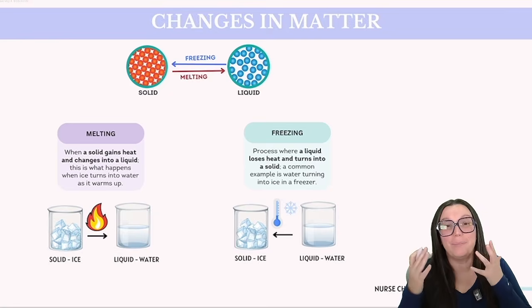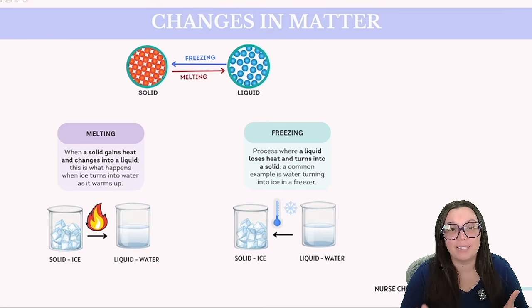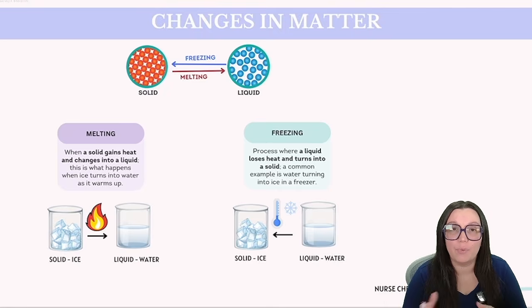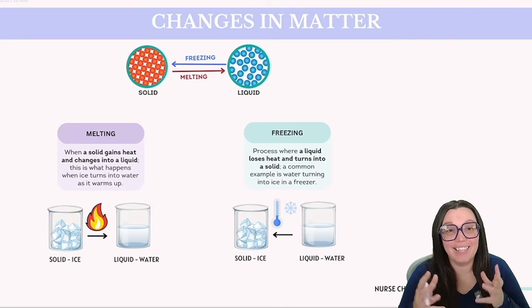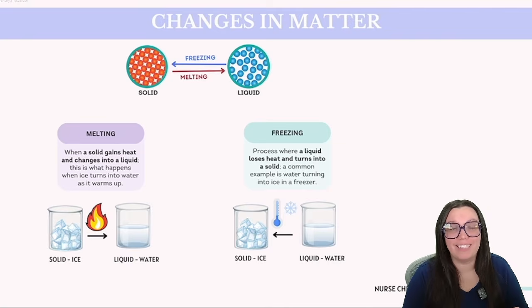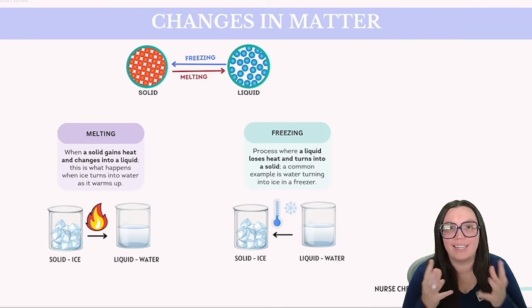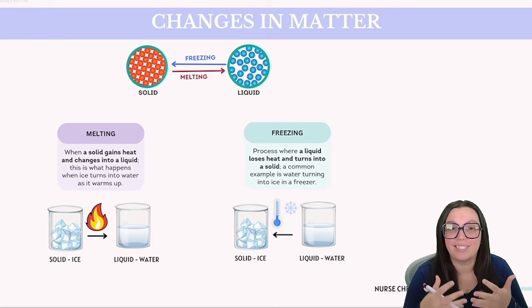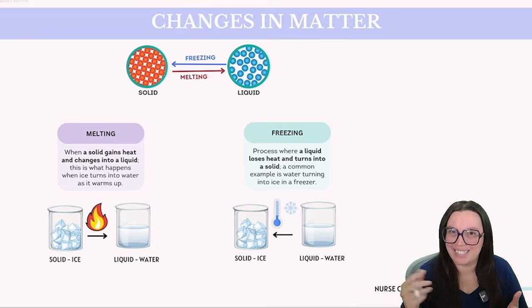So starting with melting. Melting is the process where a solid becomes a liquid when it absorbs heat. An example of this is like we talked about before with ice melting into water. This is the most common example. As the ice absorbs heat from its surroundings, its molecules increase their kinetic energy, weakening those intermolecular forces that have kept them fixed in place, allowing them to move more freely and transition into a liquid state.